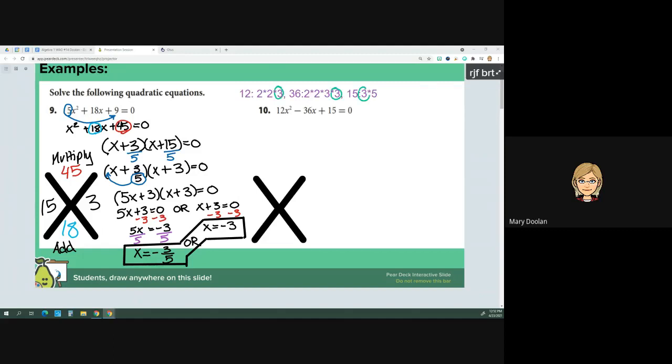So sometimes if you do notice there's a GCF, you can divide it out right away and it'll make your work a little bit easier. So we can try that with this one. I'm going to pull the 3 out. That leaves me with 4x squared minus 4 times 3 is 12, so 12x plus 5. That's equal to 0.